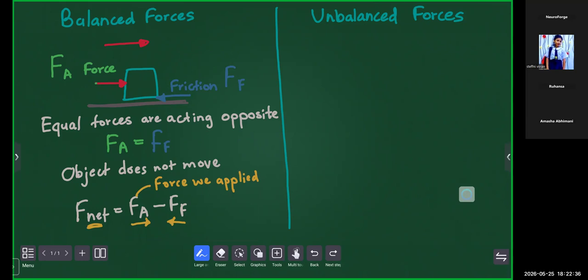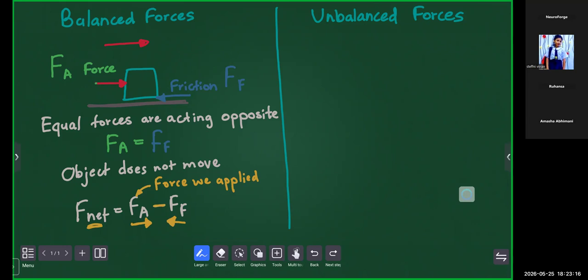Remember, force is what quantity? A scalar quantity or a vector quantity? Amasha, any idea? Force is a vector quantity. So that's why it has a direction along with its magnitude. Minus F means the direction is opposite to the applied force.